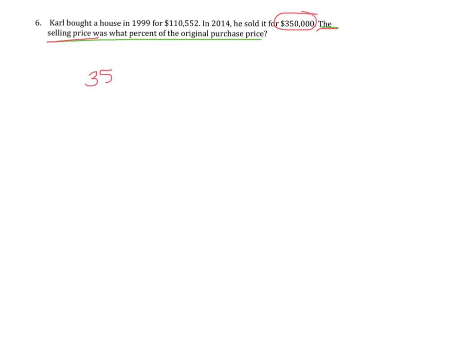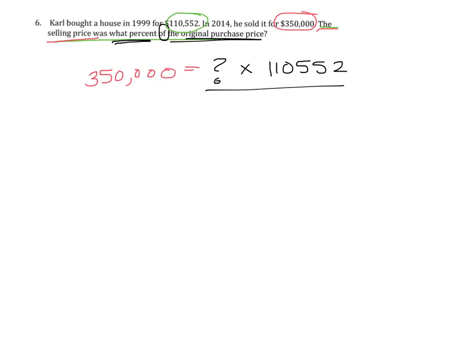So $350,000 equals what percent, my missing value, of, multiplication, the original purchase price, which was $110,552. To find the missing value, I'll divide both sides of the equation by $110,552.